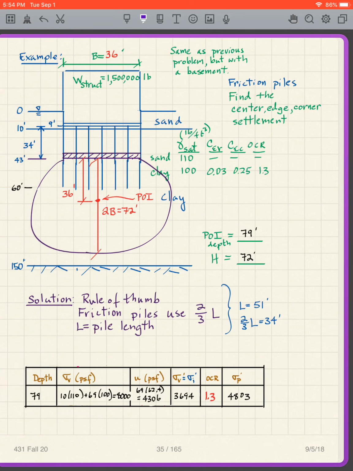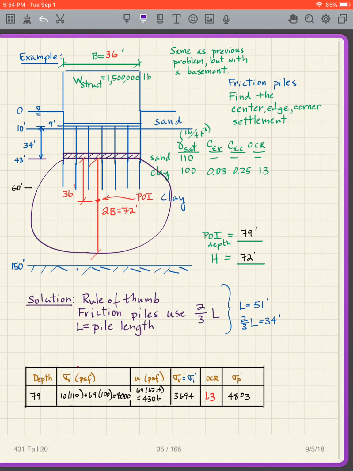All right, that leads me into the next problem, which is the same as the previous problem, but we're going to put in a basement. We're going to put in a basement that's 9 feet deep. So let's see what the impact is. How do we analyze this now with the basement?